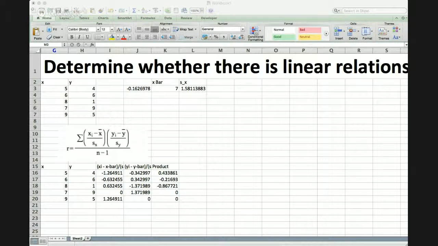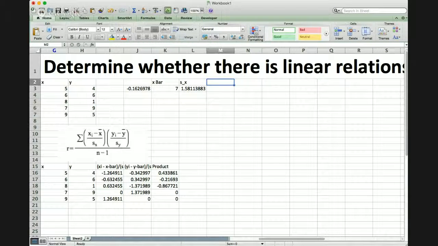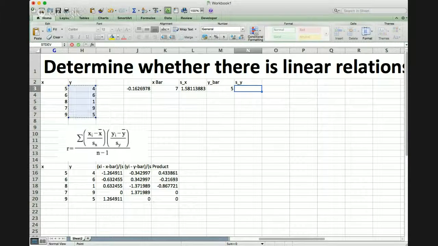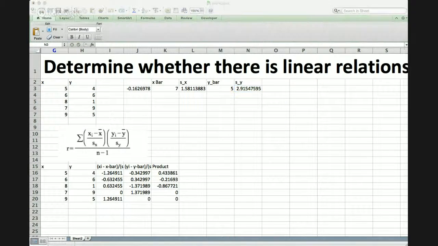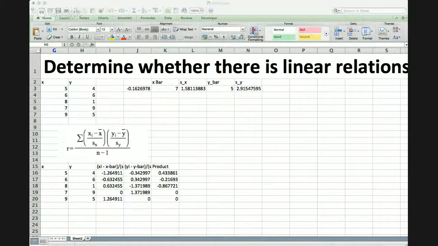Let's compute y bar really quick. Now y bar would be nothing but, as I told you, the sum of these y values divided by the number of them. So that's 5. Now we need the s of y, the standard deviation of y. For that, again, we'll just use the formula. You just pass in the whole data set. So that's about 2.91. So that's that. What else do we need?